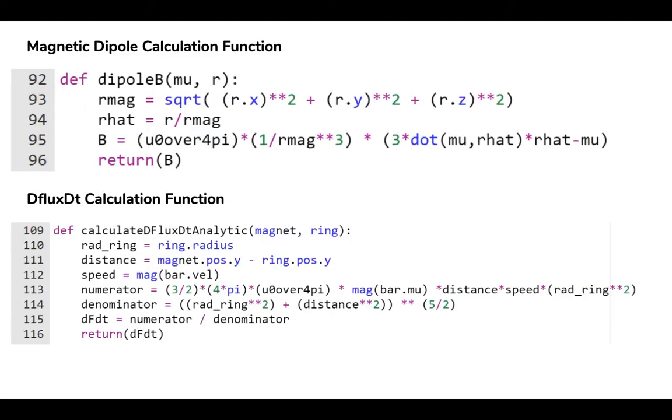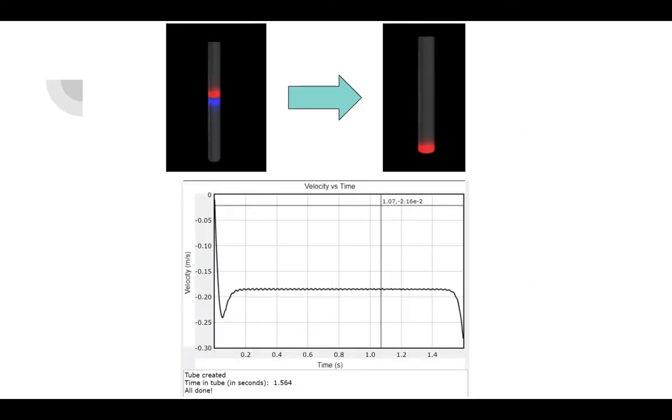Here you can see the section of the magnetic dipole calculation function, and below that you can see the function to calculate the flux dt. After running the code, it will show the magnet falling through the aluminum tube as seen in the image above. And then it will also output a graph of velocity versus time. It is interesting because you can see that the velocity reaches a constant level.